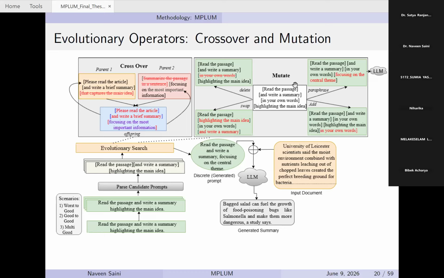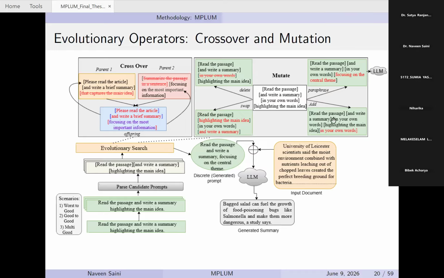Now, second mutation, we are doing the paraphrasing. Read the passage and write a summary in your own words, focusing on the central thing. Here you can say this phrase is added. So here we are using the LLM to rephrase it.